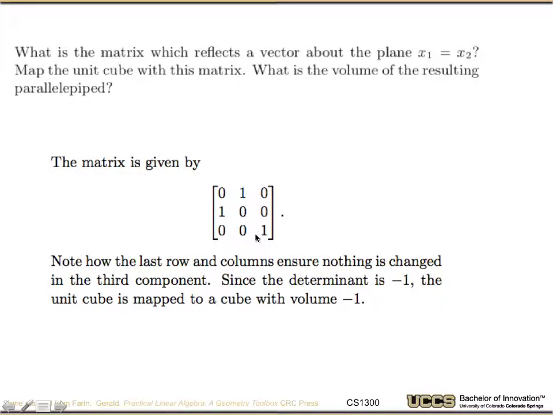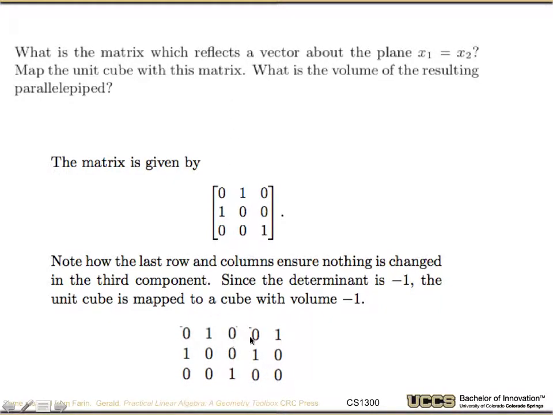More complicated planes are more difficult, but for many of them we can solve it by reasoning from 2D. Since the determinant of this is -1, if you can't remember how to do the determinant, copy it over, do the determinant calculation. I'll show you that in a second. But since the determinant is -1, the unit cube started with volume 1. After mapping, it's going to have volume of -1, which is a change of direction.